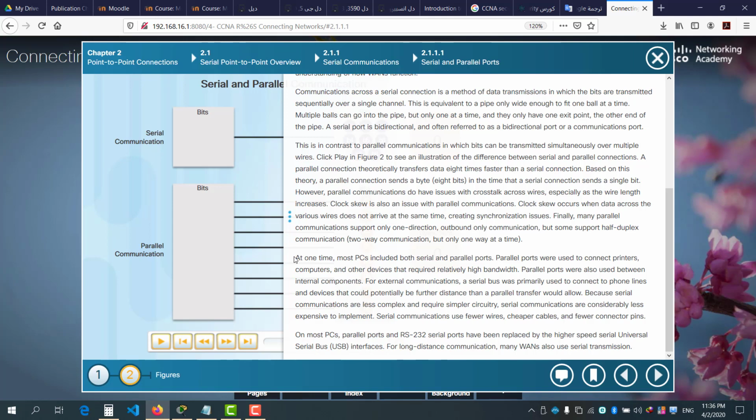Now he concludes that section: most PCs and most laptops that we have use both serial and parallel ports. Parallel ports we use to connect printers, computers and other devices requiring relatively high bandwidths.